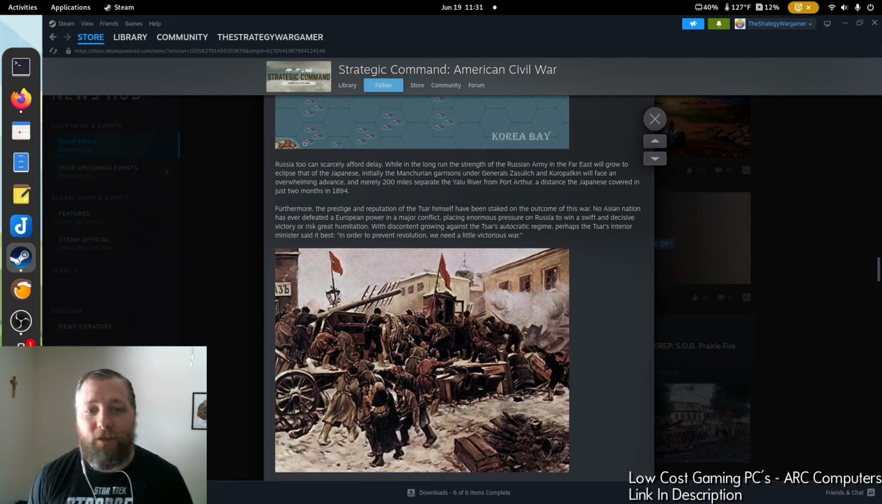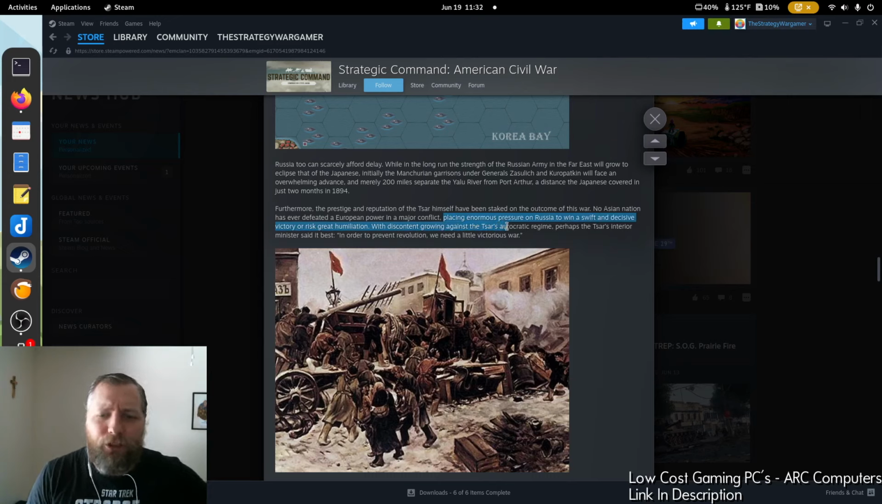Russia too can scarcely afford delay. While in the long run the strength of the Russian army in the Far East will grow to eclipse that of the Japanese, initially the Manchurian garrisons under General Zasulich and Kuropatkin, I'm not going to pronounce it, will face an overwhelming advance, and merely 200 miles separate the Yalu River from Port Arthur, a distance the Japanese covered in just 2 months in 1894.